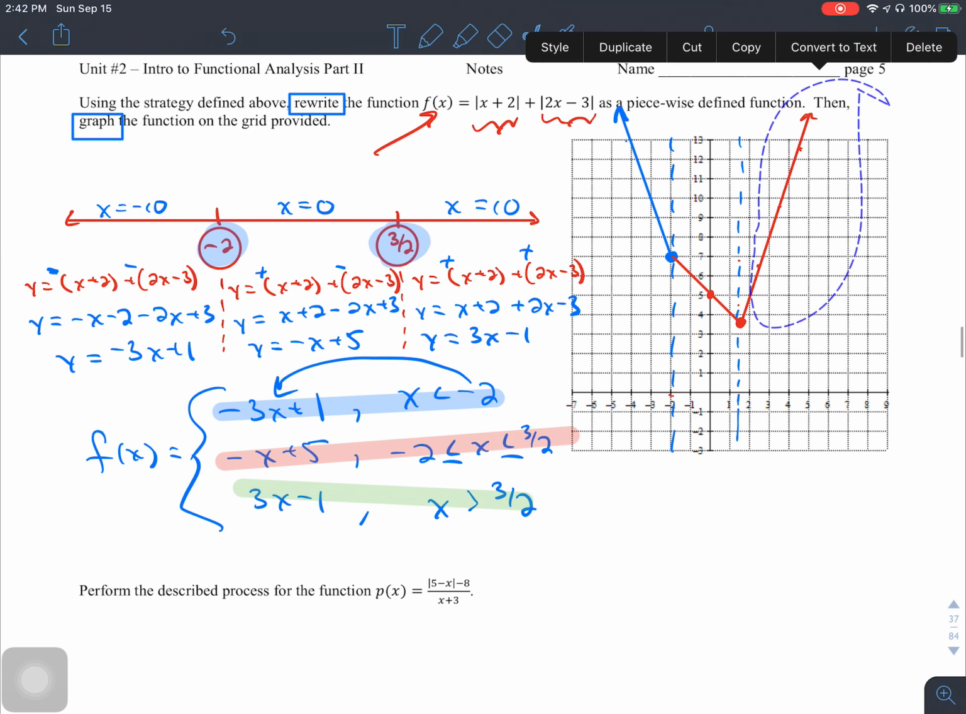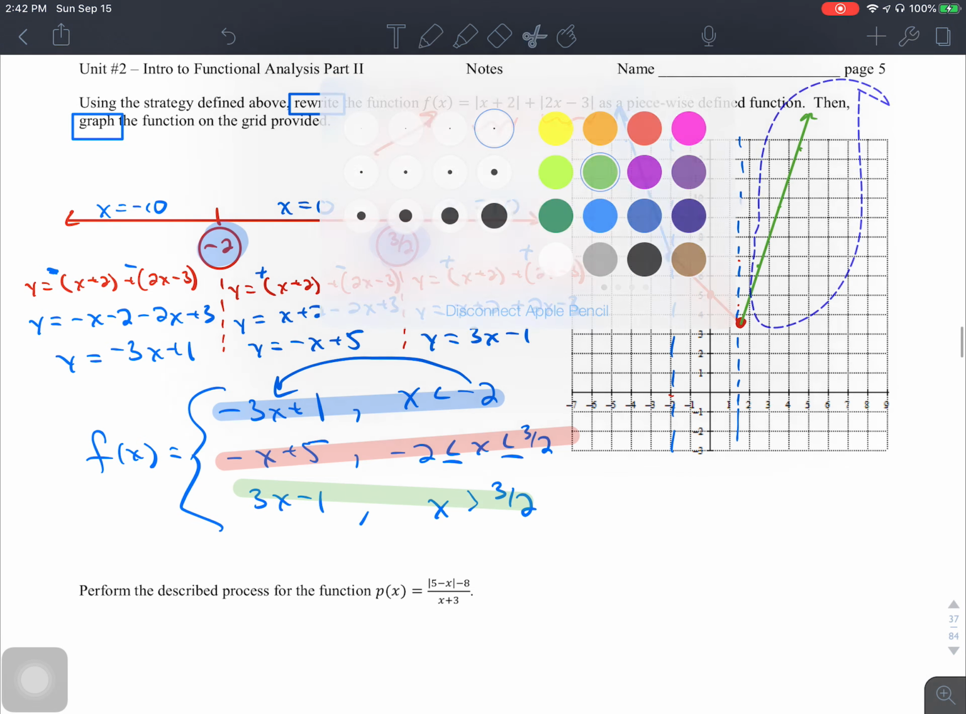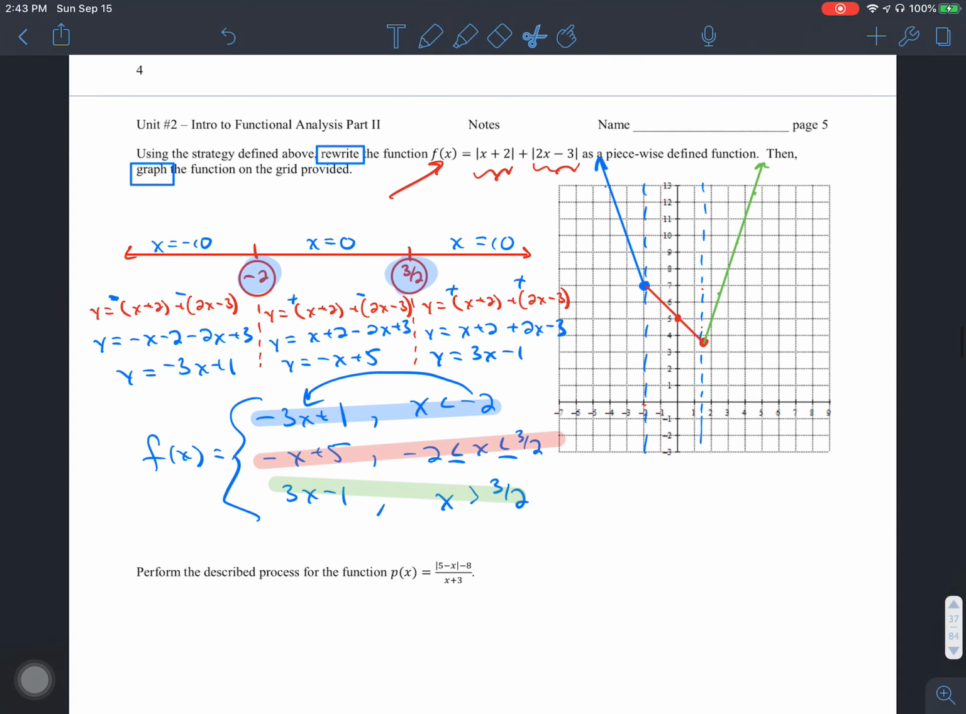I meant to make that last part green. So there we go. We got that little fella graphed. We have the equation written, so it's finished.